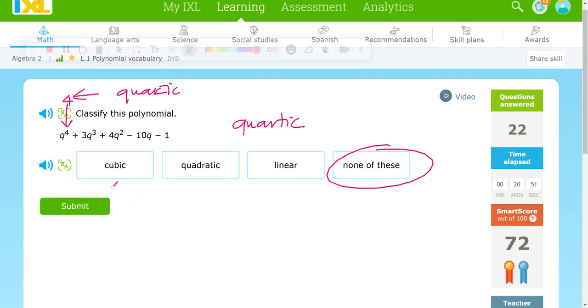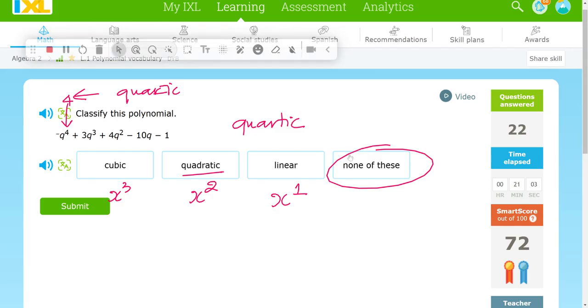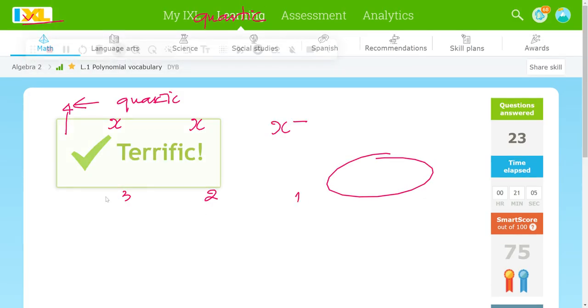Cubic means the degree is 3. Quadratic, the degree is 2. Linear, the degree is 1. Okay? So this is degree 4, so I have to choose none of these. Okay? None of these. Voila.